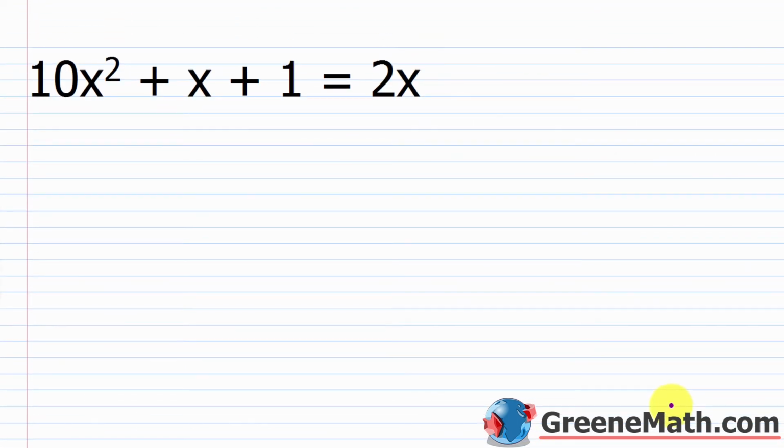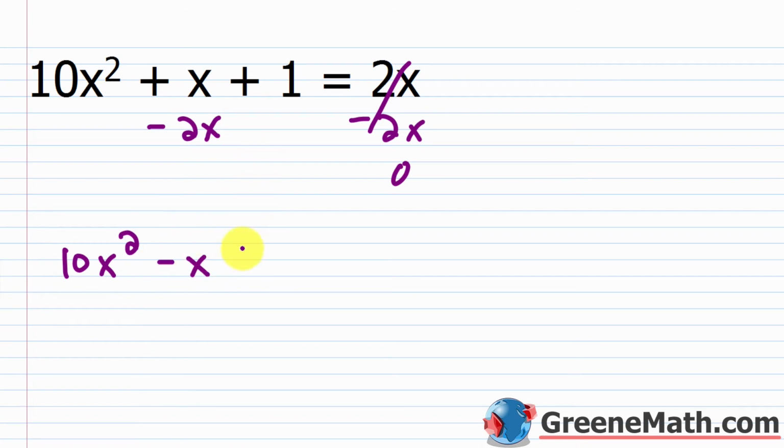All right, let's take a look at another one. So we have 10x squared plus x plus 1 equals 2x. I just want to subtract 2x away from each side of the equation, just to put this in standard form. So I'm going to have 10x squared. X minus 2x is negative x, and then plus 1 equals 0. So again, I want to record my values for a, which is 10 in this case, b, which is negative 1, and c, which is positive 1.